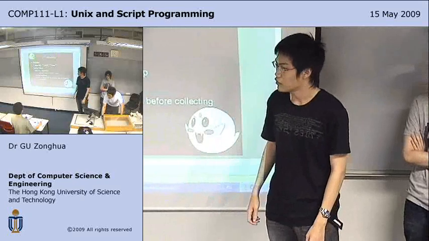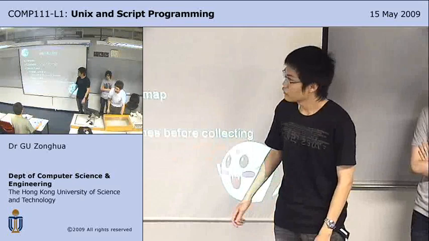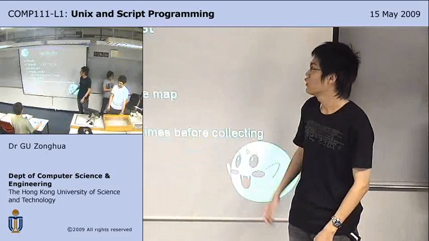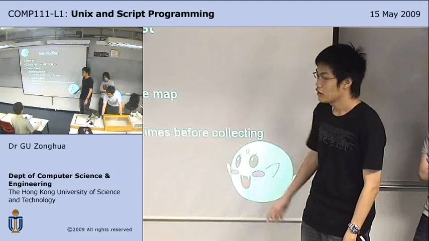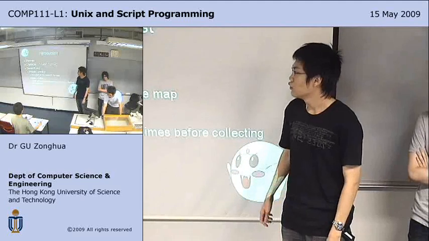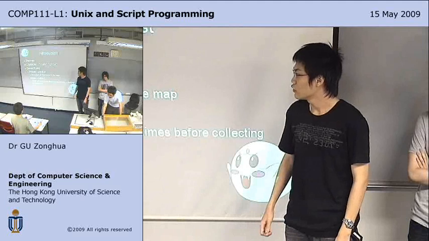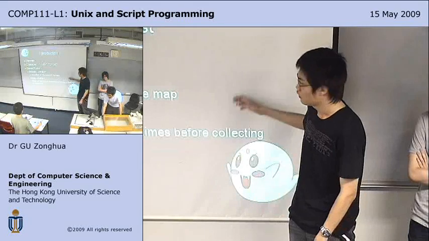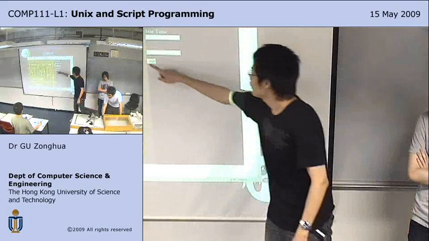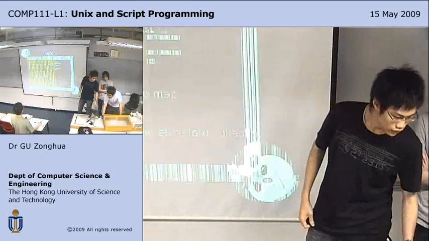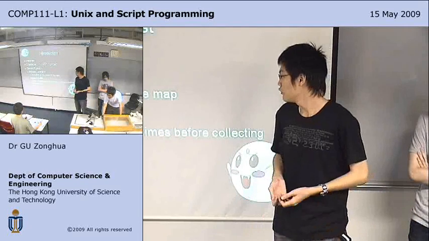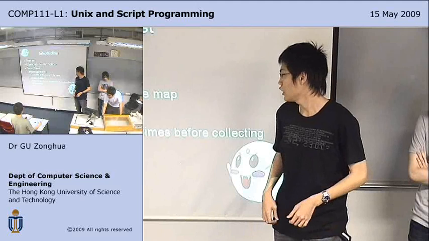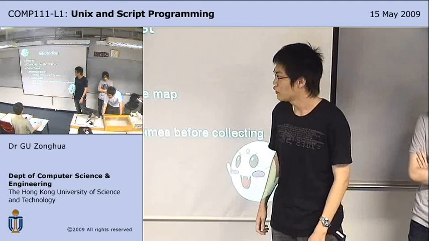Our game has two characters. Yoshi, the green guy from the previous slide, is the player. And Ghost, this white guy, is the monster. To win the game, the user needs to collect all the coins in the map. These are the coins. However, if the player is eaten by the ghost 3 times before collecting all the coins, the game will end.